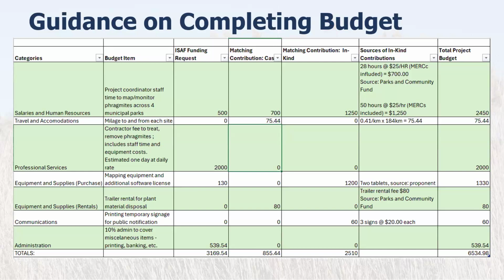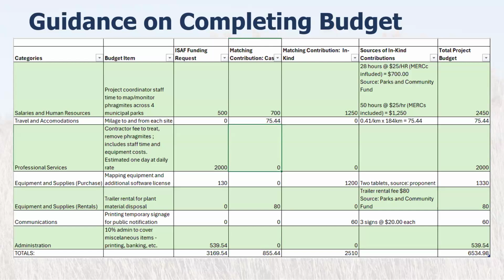And then under the sources of in-kind contributions, this is where we're going to ask that you detail where the in-kind contribution is coming from as part of your budget. So in this situation, we have 28 hours at $25 an hour. That's the $700 that's coming in from the Parks and Community Fund. And then for the $1,250, that's going to be in kind at 50 hours at $25 an hour, MERCs included. And when we're talking about MERCs, those are the mandatory employment related costs. So your taxes, your deductions, things like that.